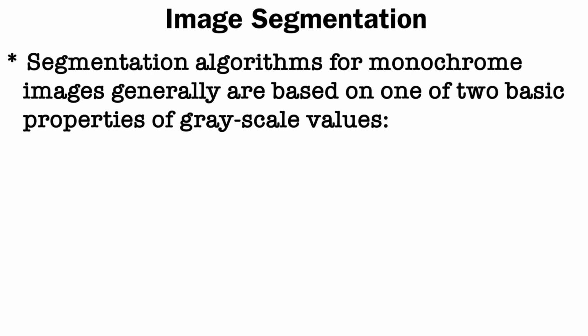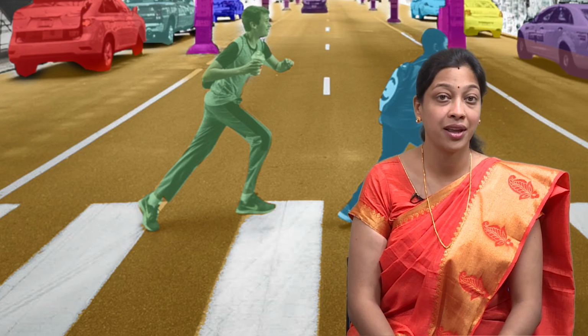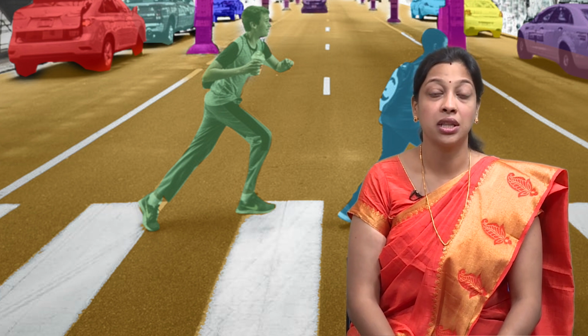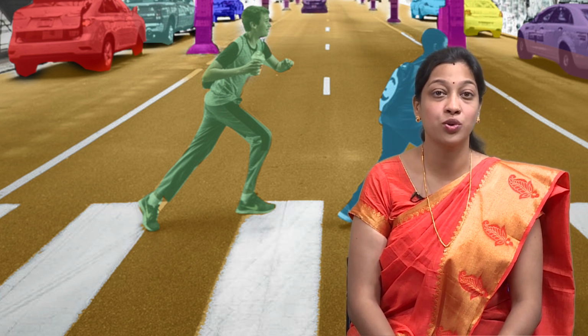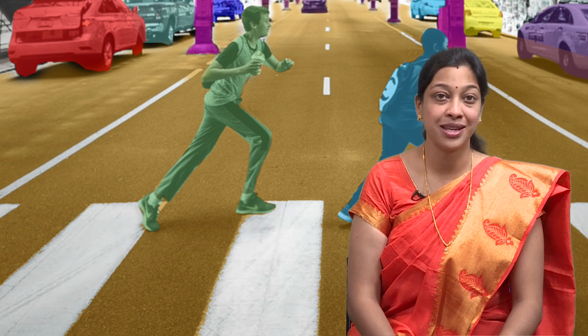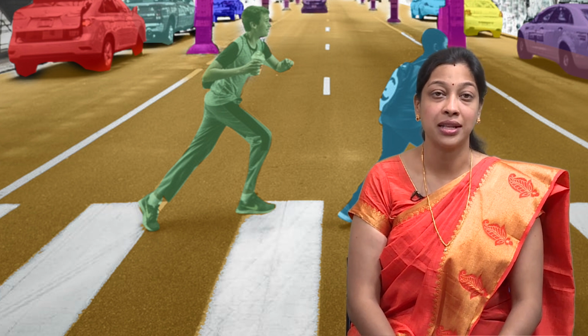of grayscale value. Now, what is grayscale value? Whenever we convert images into gray values like 0 to 255, those are called grayscale values. The two basic properties are discontinuity and similarity.